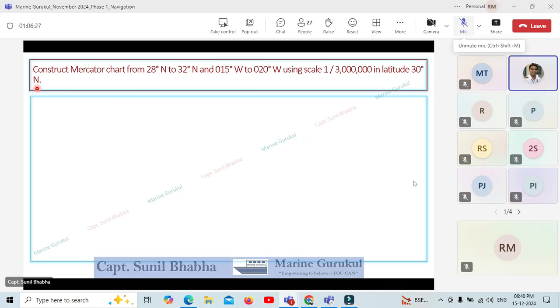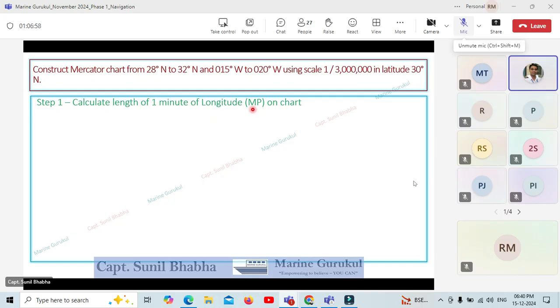Now, let's see how we solve these questions. The first and foremost step which we follow in these questions is to calculate the length of 1 minute of longitude or one meridional part on the chart. What is the length of 1 minute of longitude on the chart? Or what is the length of one meridional part on the chart in millimeters or in centimeters?